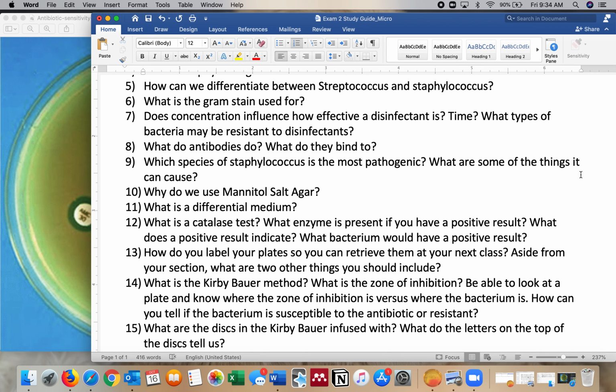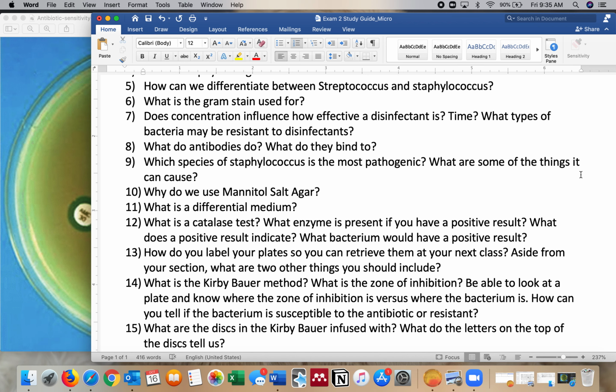I want you to think about this in terms of if you're working in a lab in a hospital and somebody comes in and you don't know why they're sick, but you take a culture, what lab techniques can you do to try to figure out if what you're looking at is streptococcus or staphylococcus?